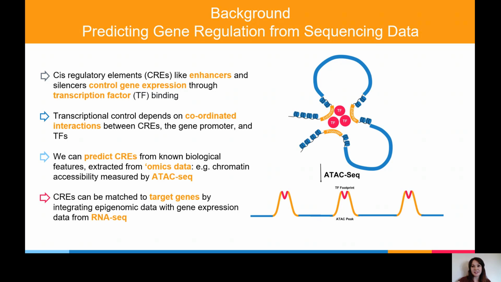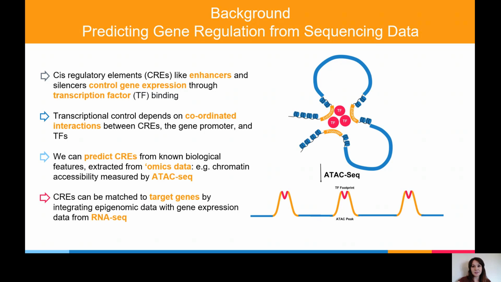Cis-regulatory elements can be quite tricky to find. There are estimated to be hundreds of thousands of them in the human genome, mostly in non-coding regions distal to their gene. However, computational approaches, fueled by next-generation sequencing data, can predict these cis-regulatory elements from their biological features.